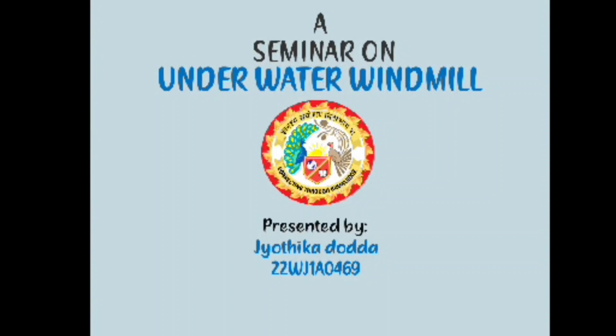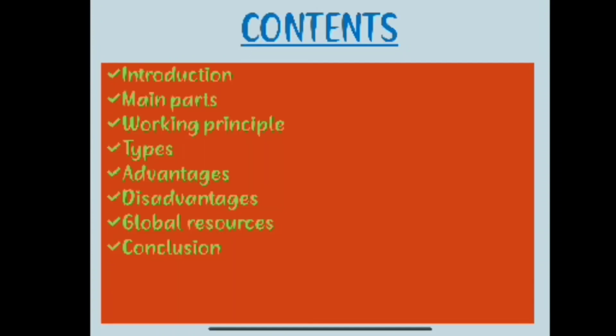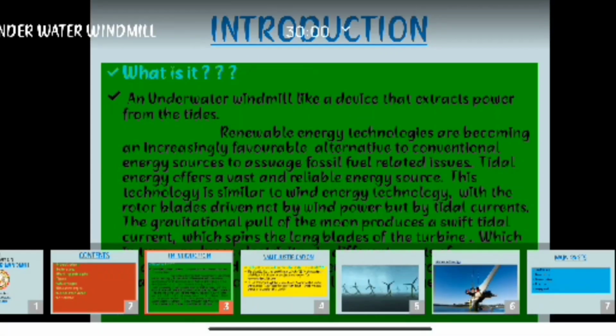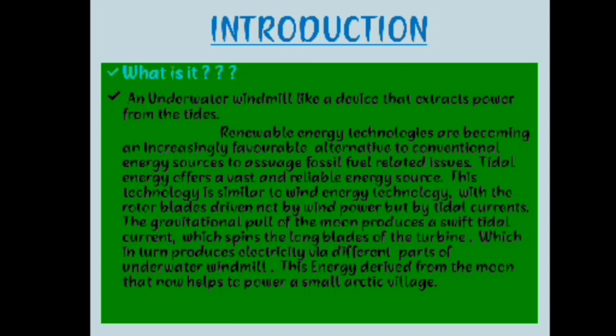Coming to the contents of the topic: introduction, main parts, working principle, types, advantages, disadvantages, global resources, and conclusion. Coming to the point of introduction, what is meant by underwater windmill? An underwater windmill is a device which extracts power from the tides.